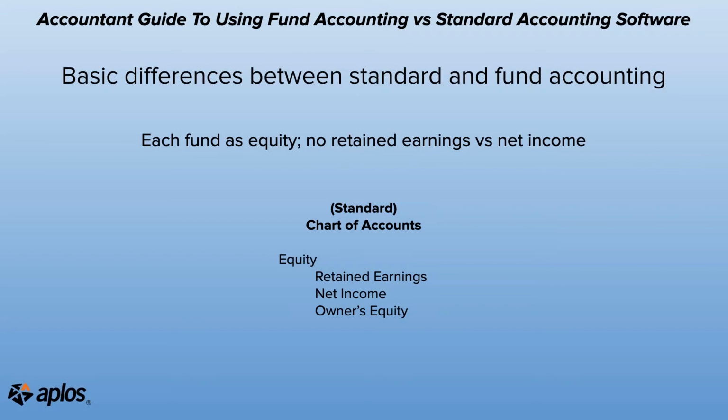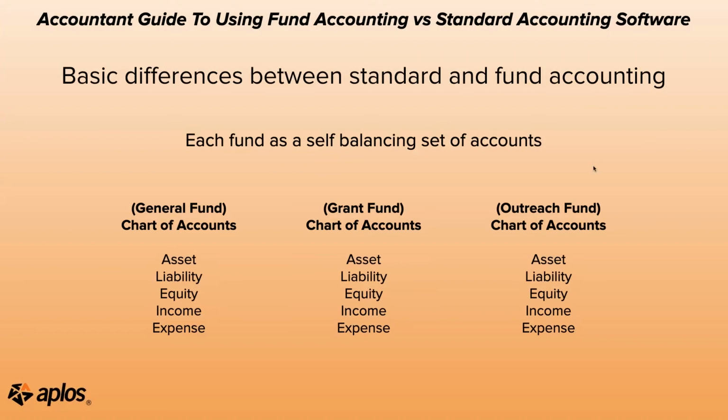So with that kind of up-to-date calculation all the time, there's really no difference between what would be a prior year's earnings or withheld versus a net income. Especially because there's not really room for it in the chart of accounts either. So what I've typically seen is each equity account is going to be its fund balance. So back to my example here, we would have an equity account for general fund balance, an equity account for grant fund balance, and an equity account for outreach fund balance.